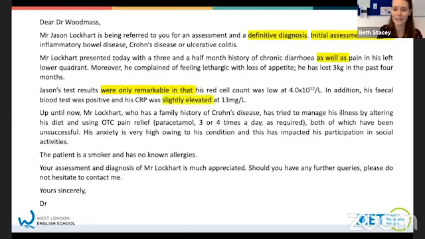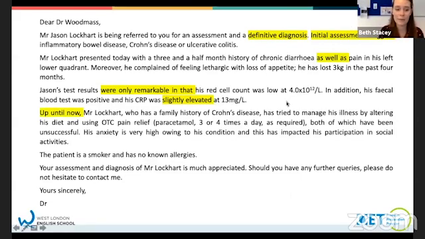I also like slightly elevated. It's a really nice adjective collocation, adjective verb, just to show that it was slightly higher. And instead of saying higher, elevated is nicer language to use for that.